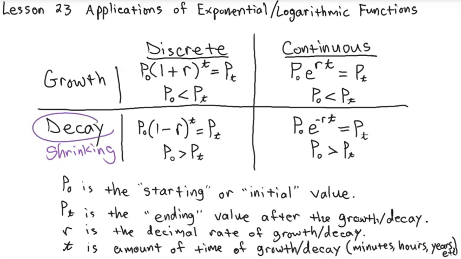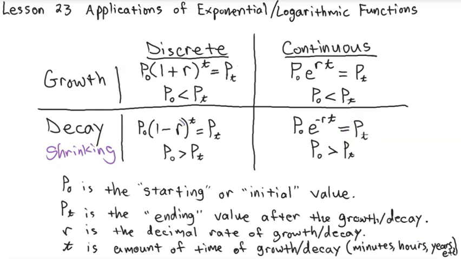As far as decay goes, though, now the values are shrinking. So in a shrinking exponential function, P sub 0 is larger than P sub t. Okay, P sub 0 is larger than P sub t. Why? Because the value is shrinking. So P sub 0 becomes smaller and then becomes P sub t. The same thing happens in continuous decay. P sub 0 shrinks and becomes P sub t.